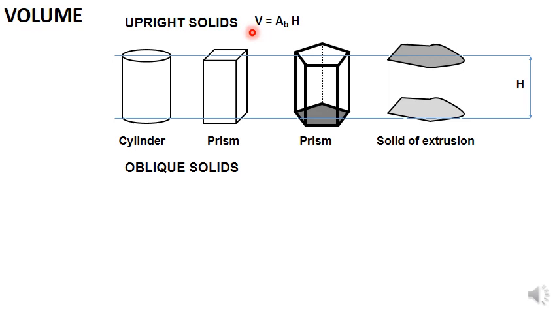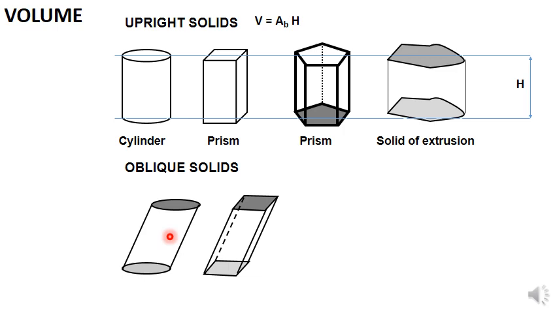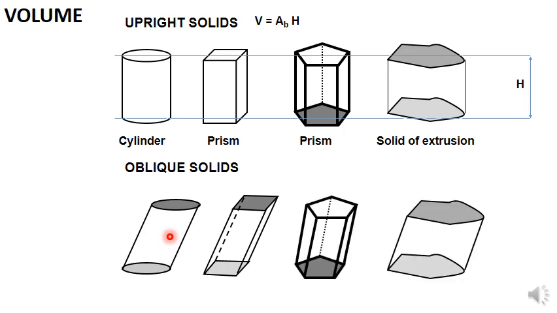Okay, assuming that the height of the solid is slanted, what I mean is, for example, we have the cylinder in this orientation, or we may have the prism in that same orientation. How do we compute the volume of that solid?